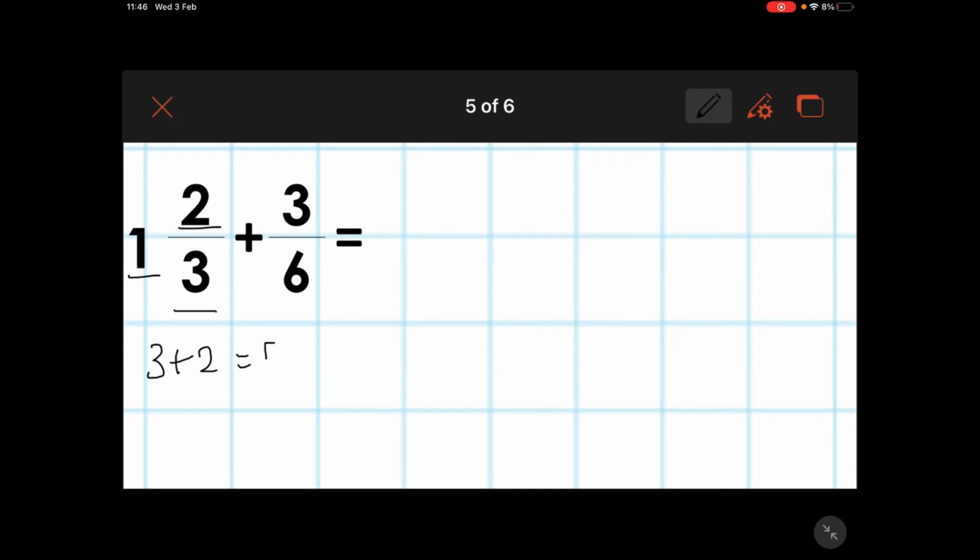3 add 2 is 5. 5 is my numerator, and I keep 3 as my denominator. And I am adding 3/6. Now again, you will notice that they have different denominators. Let's give them a common denominator of 6.